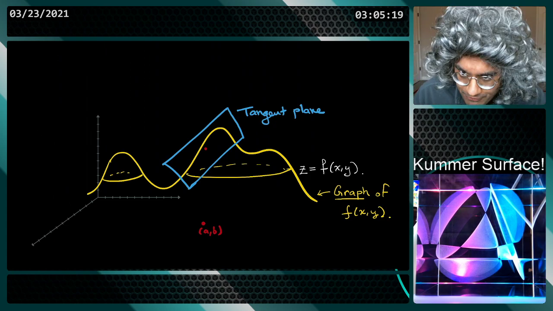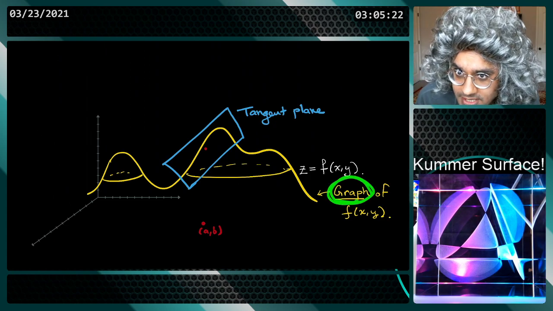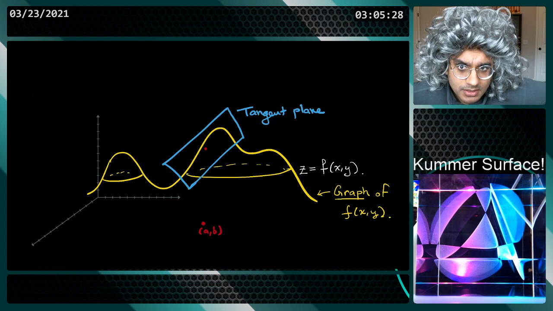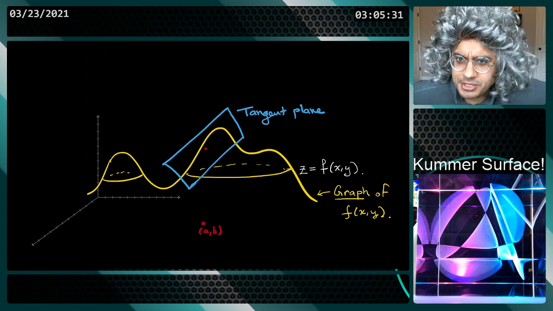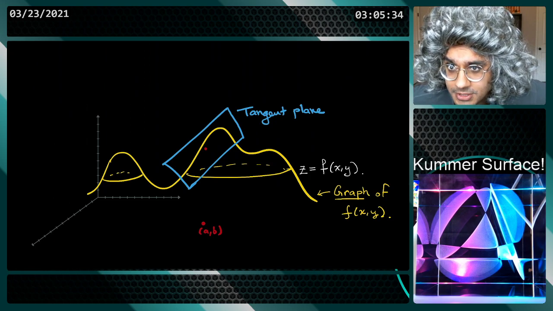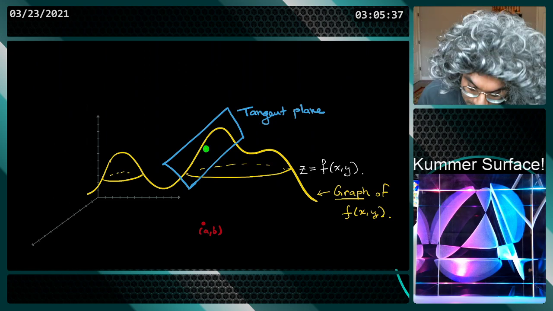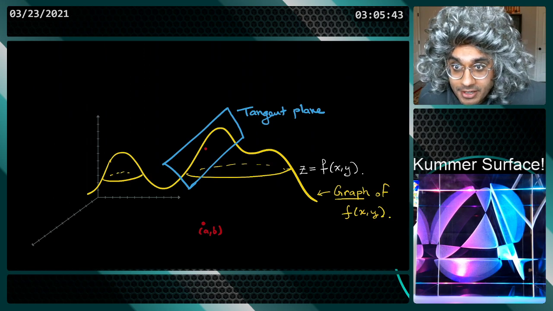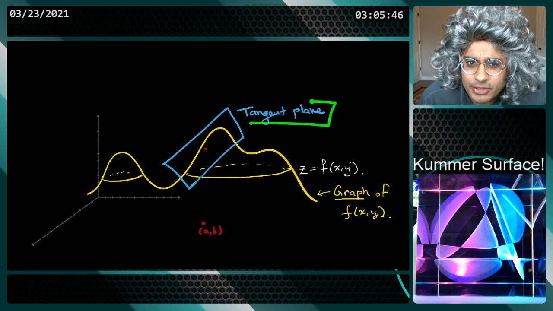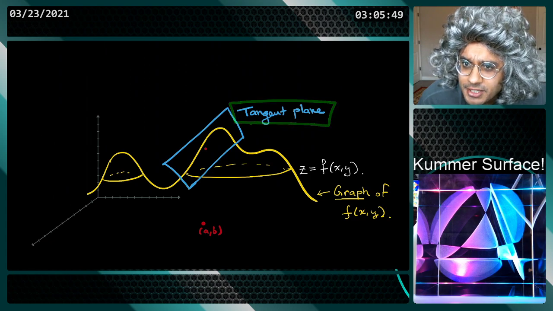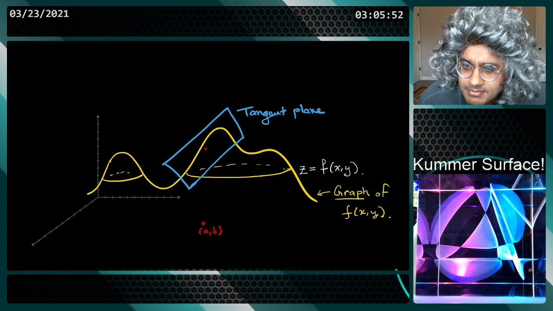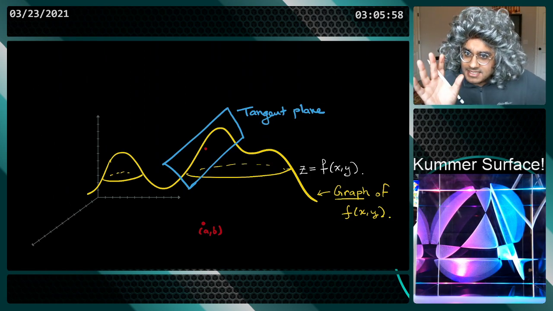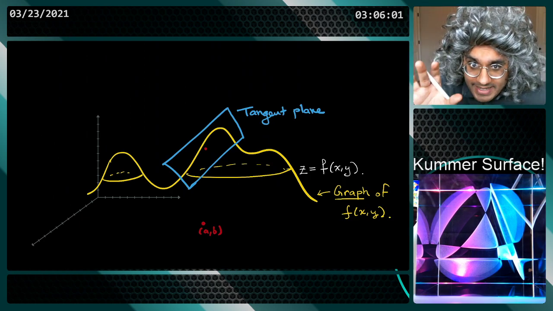Once you have this graph, that's this yellow thing, you can then ask, what is its tangent plane at a given spot? Here's a spot on the graph. What's the tangent plane there? Well, it's this blue thing that you can sort of think of as the best linear function graph that approximates the hill at that point. And last time I taught you how to write its equation down.